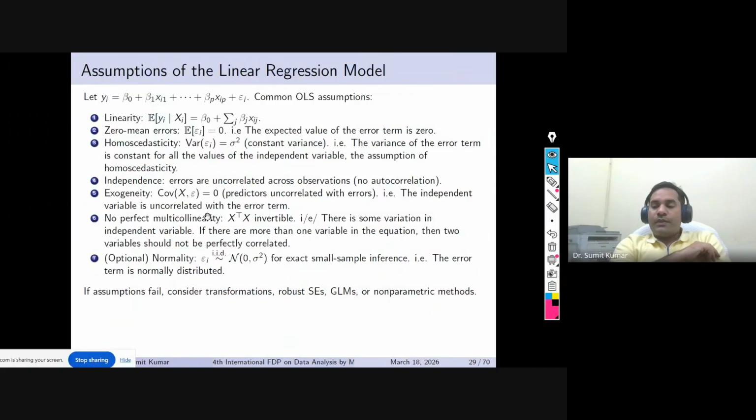The assumptions of linear regression and the ordinary least square method are the same, you can say. And these are very important. If these are violated, the simple linear regression will not work there. So what are these?